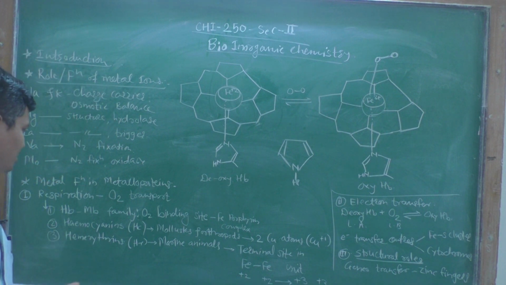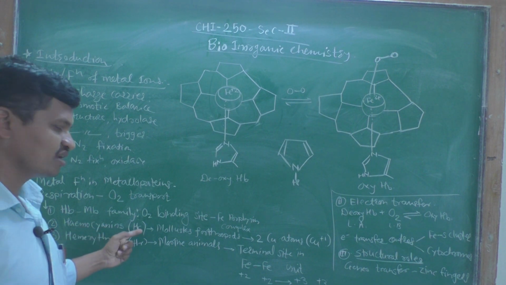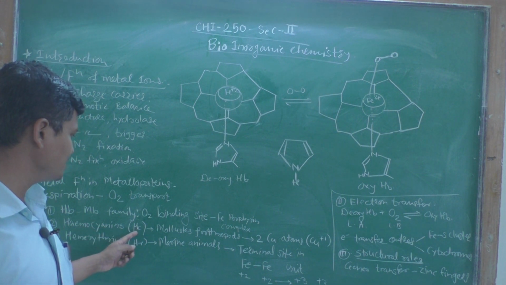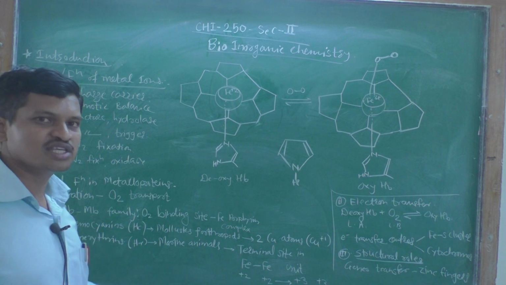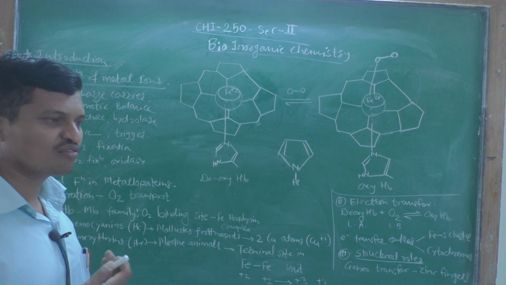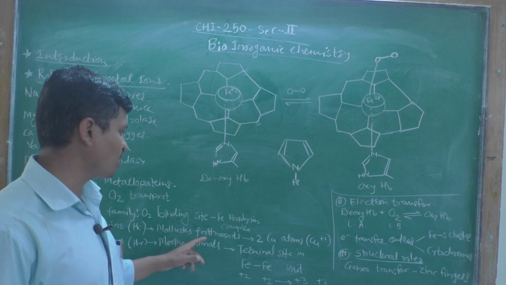Then the second type of metalloprotein is hemocyanin, denoted by HC. These hemocyanins are found in mollusks and arthropods.